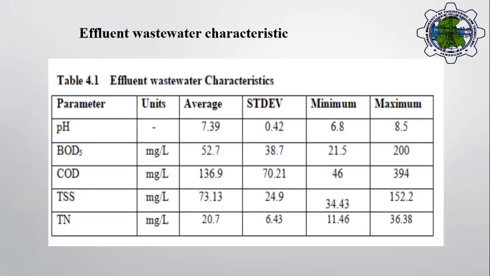Effluent wastewater characteristics: on average, all the treated water samples meet the SEQS for disposal onto land. In this table, the findings were that the average effluent BOD values were below 60 milligram per liter, meeting the SEQS for inland water standard, which is 80 milligram per liter. Average effluent COD values are below 150 milligram per liter, and the average TSS values were found within the SEQS, which is about 200 milligram per liter.